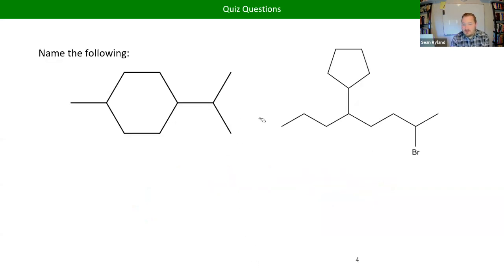Speaking of naming things, you guys are getting pretty good at this. The auto grader, of course, marks you down because you put spaces in the wrong spot or a comma instead of a hyphen, like you guys are used to.